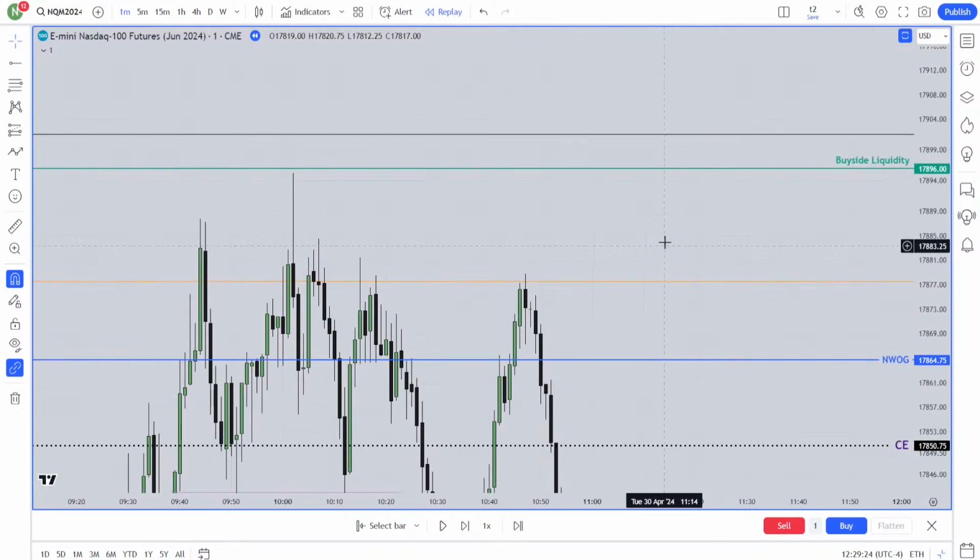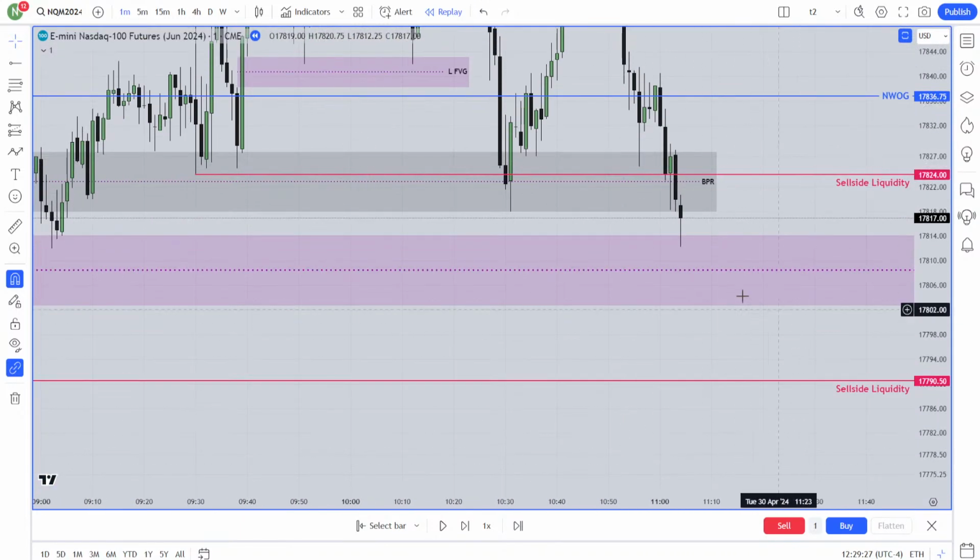Market is going to take that buy side liquidity, or maybe it is going to take that sell side liquidity. It is going to take that sell side liquidity. Can you frame a sell setup? Absolutely not. Why? What is that?